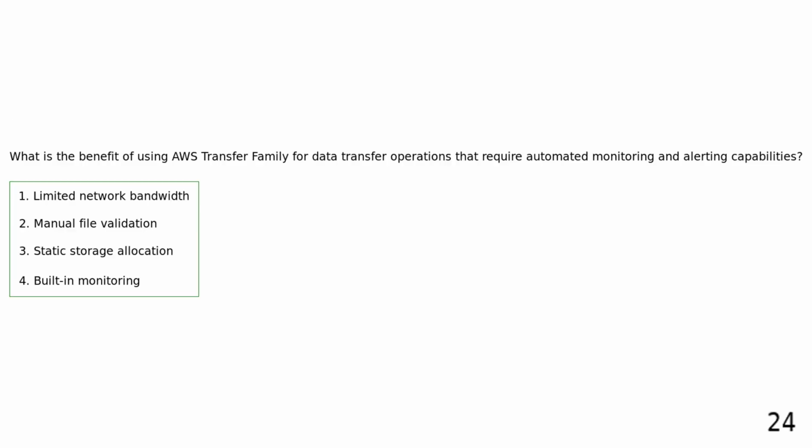What is the benefit of using AWS Transfer Family for data transfer operations that require automated monitoring and alerting capabilities? Limited network bandwidth. Manual file validation. Static storage allocation. Built-in monitoring. AWS Transfer Family offers built-in monitoring and alerting capabilities that allow users to automate the monitoring of file transfer operations, track transfer status, and receive alerts for successful or failed transfers, enabling proactive management of data transfer workflows.